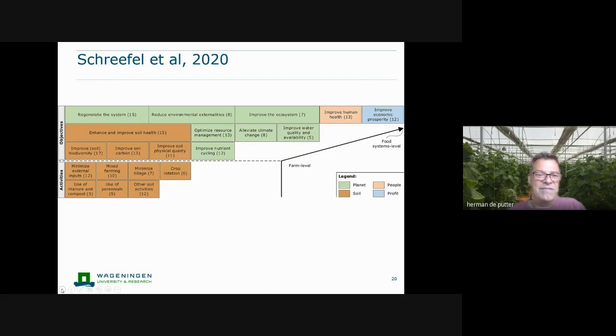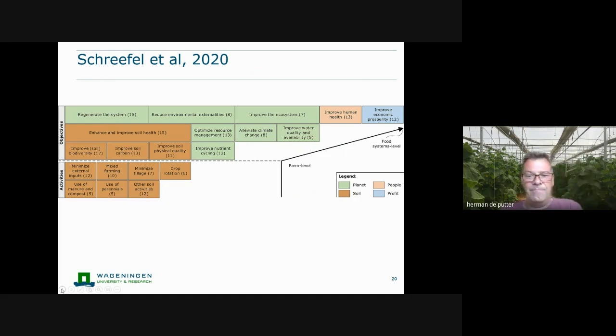While the objectives, we should work toward those. And then the dark red ones are still related to the soil. So that's also within reach of practical activities. The activities in the red boxes should lead to improved soil biodiversity, improved soil carbon status and physical quality, and enhanced soil health. If you look at the green boxes, that's more related to the planet: improve the ecosystem, alleviate climate change, improve water quality and availability. That's on a bigger scale, a bigger level.